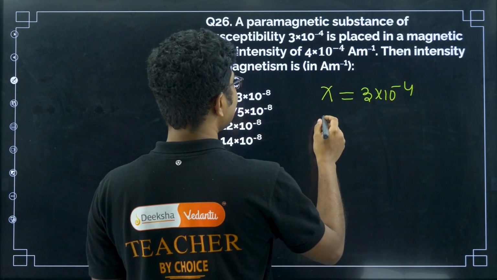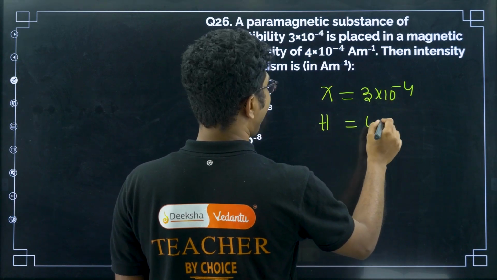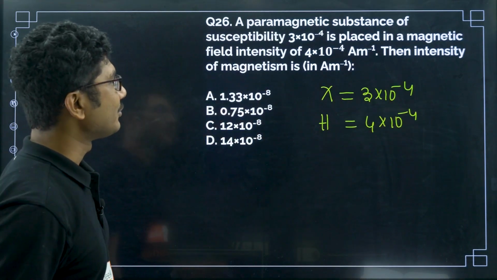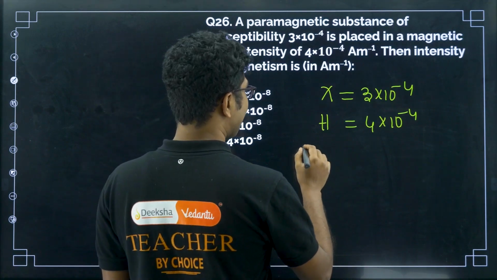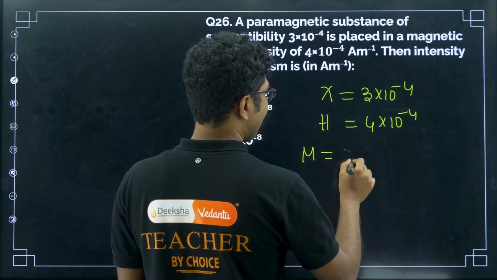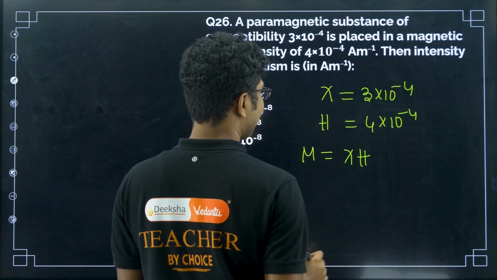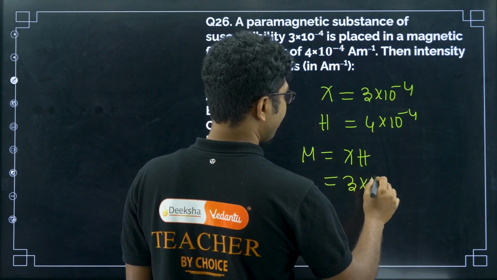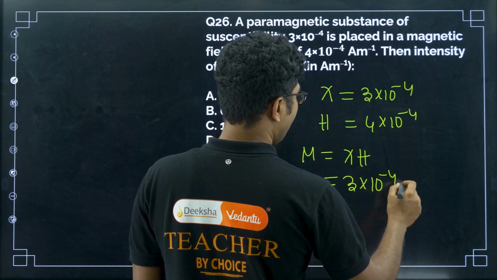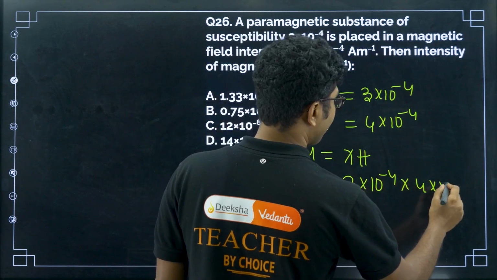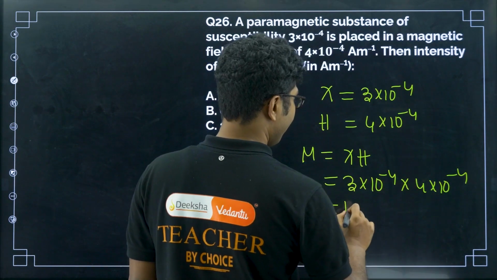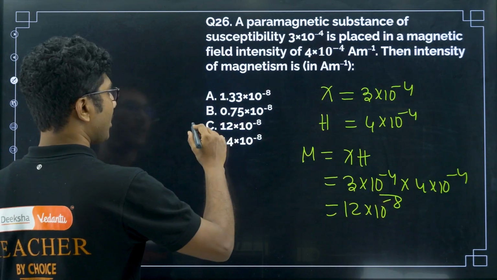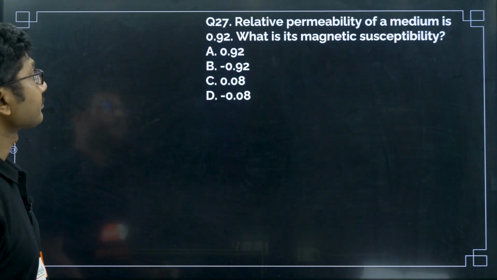Okay, magnetic field intensity, that is H, is given, and they have asked you to find the intensity of magnetism. M is equal to chi H. Simple as that. So, 3 times 10 to the power of minus 4 times 4 times 10 to the power of minus 4. So, 12 times 10 to the power of minus 8 is the answer.